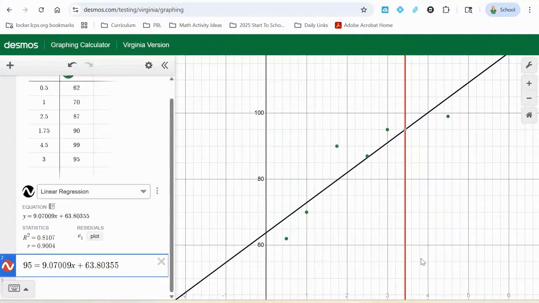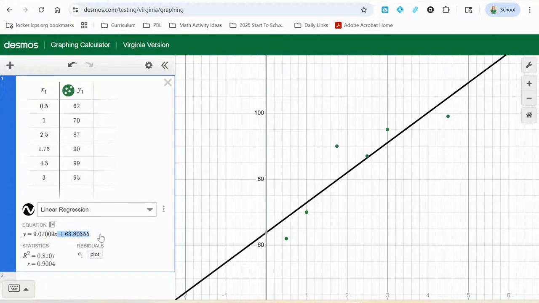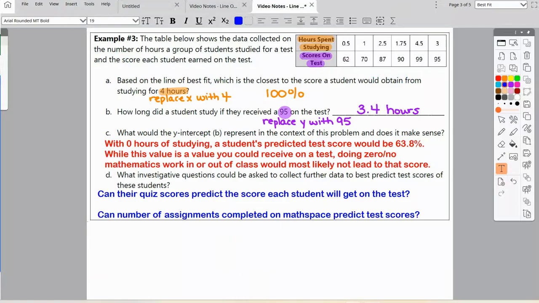When we're talking about the y-intercept in context now, I'm going to be referring to this plus 63.80355. I'm going to state that the y-intercept in context means at 0 hours of studying, a student's predicted test score would be 63.8%. Does this make sense is the second part of this question.